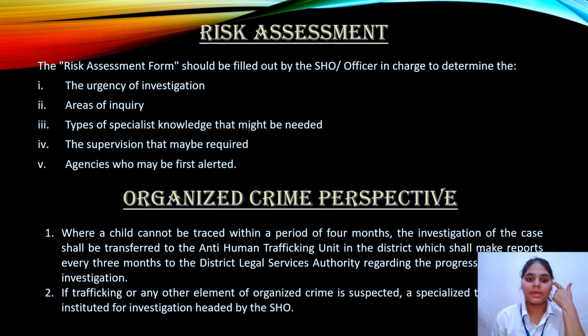Organized crime perspective. Organized crime means a crime that has been planned out thoroughly, through and through, so as to commit a very planned out crime, where a child cannot be traced within a period of 4 months. The investigation has to be transferred to the anti-human trafficking unit in the district, and they have to report to DLSA every 3 months regarding the progress that has been made on that case.